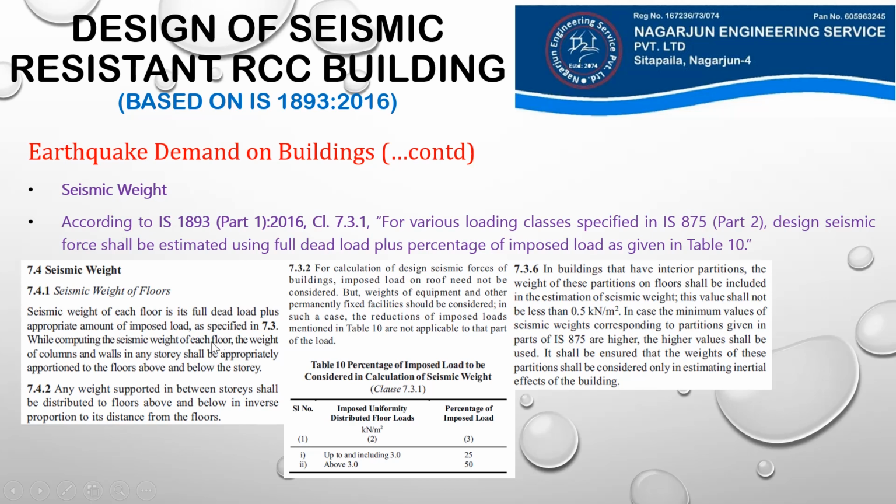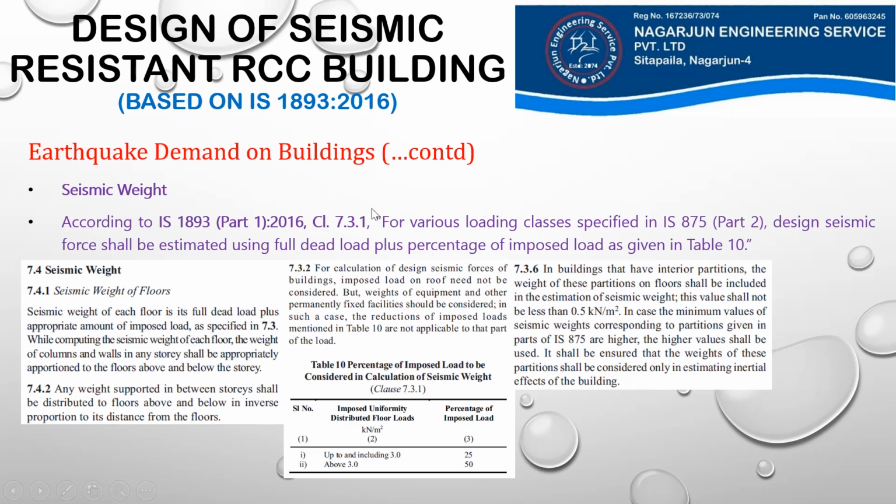While computing the seismic weight of each floor, the weight of columns and walls in any story shall be appropriately apportioned to the floors above and below the story. That is, half of the weight will act for one story and half of the weight will act for another story. Any weight supported in between stories shall be distributed to floors above and below in inverse proportion to its distance from the floor. And in clause 7.3.6, there is about interior partitions. You can go through this by yourself.